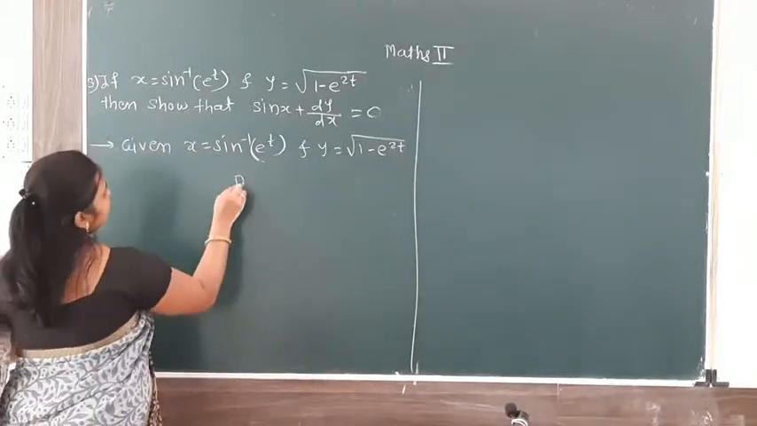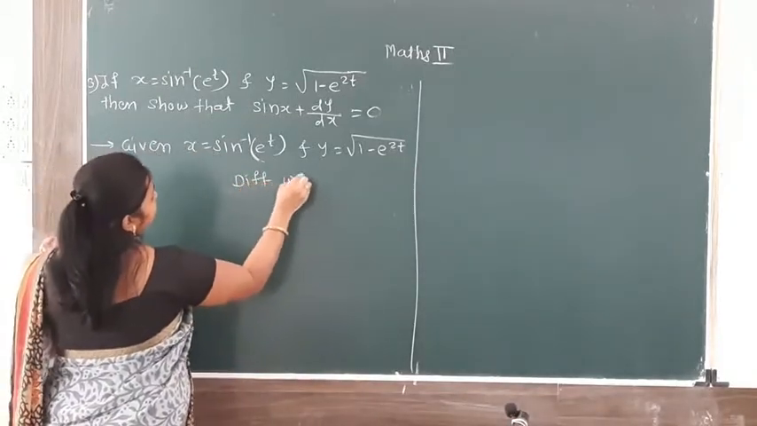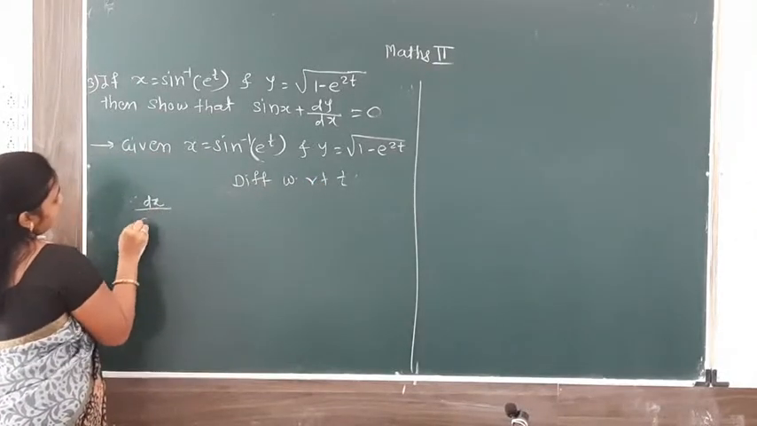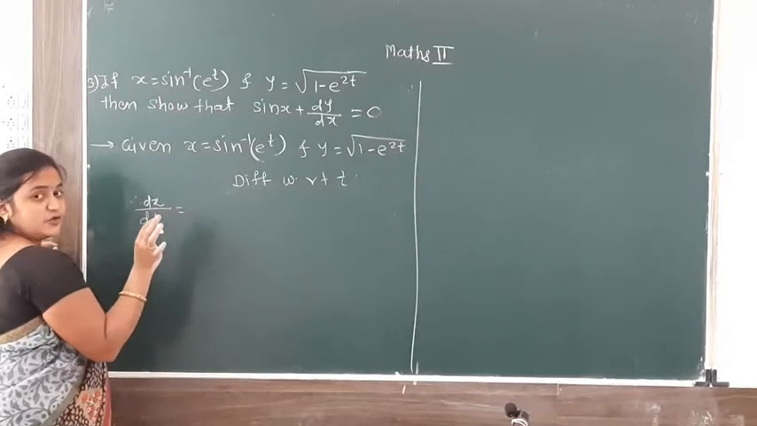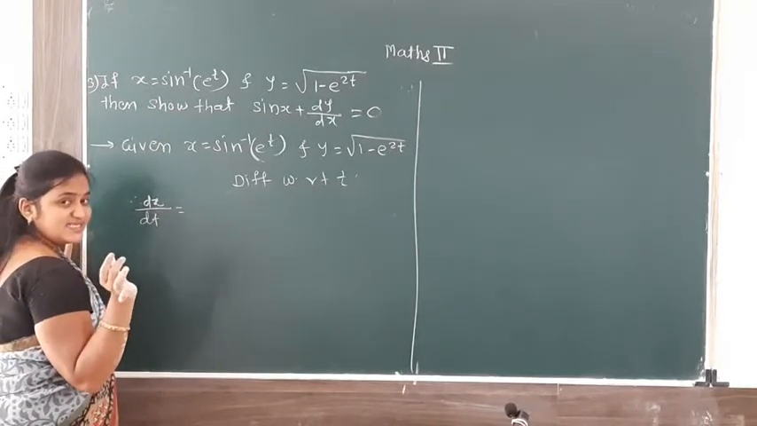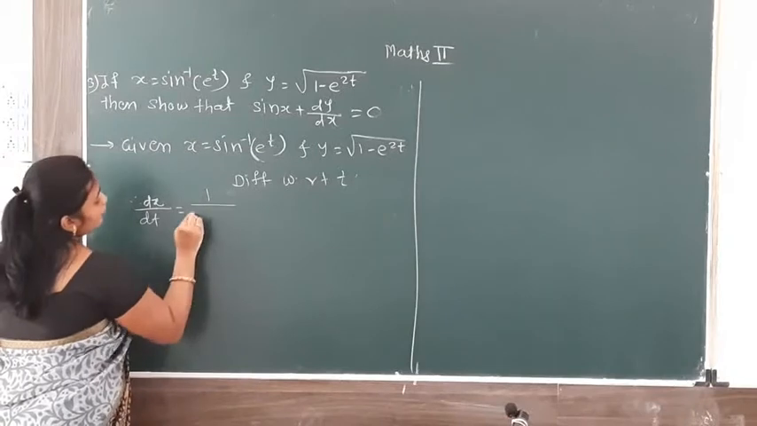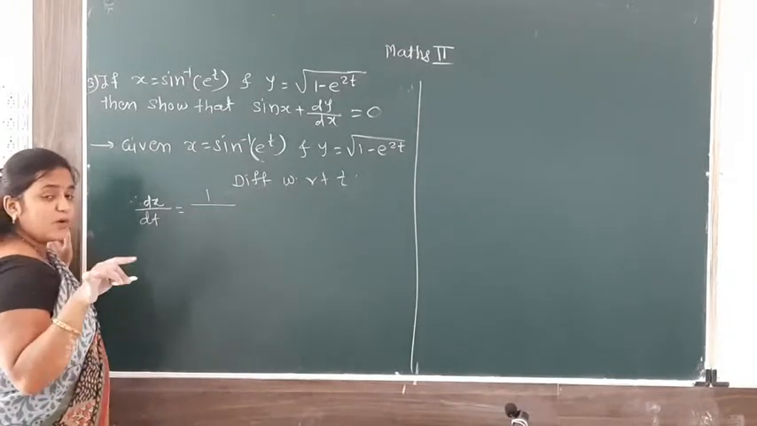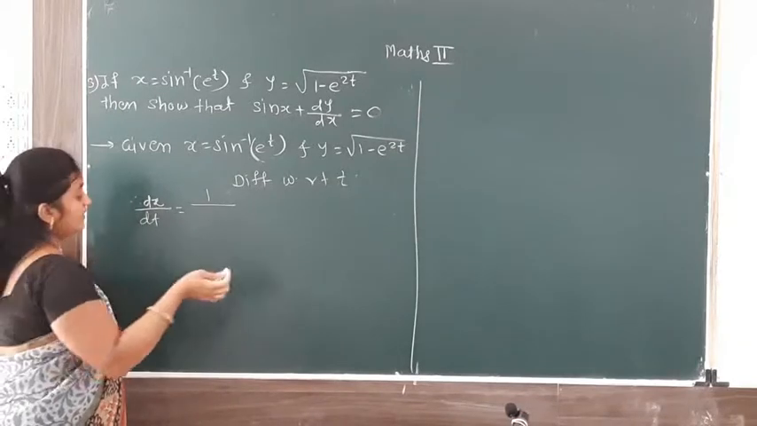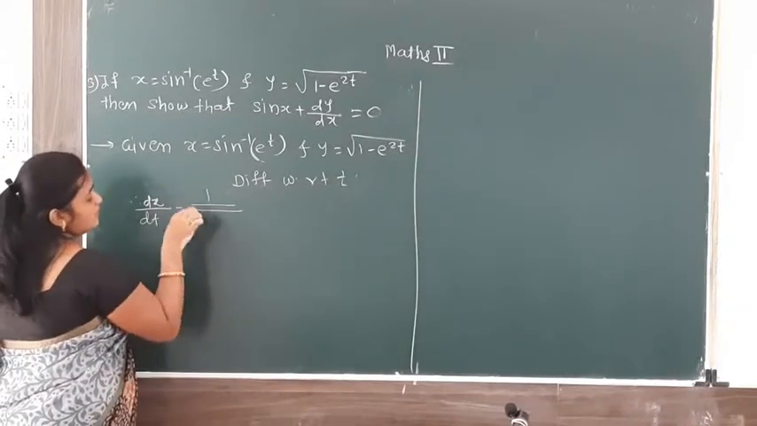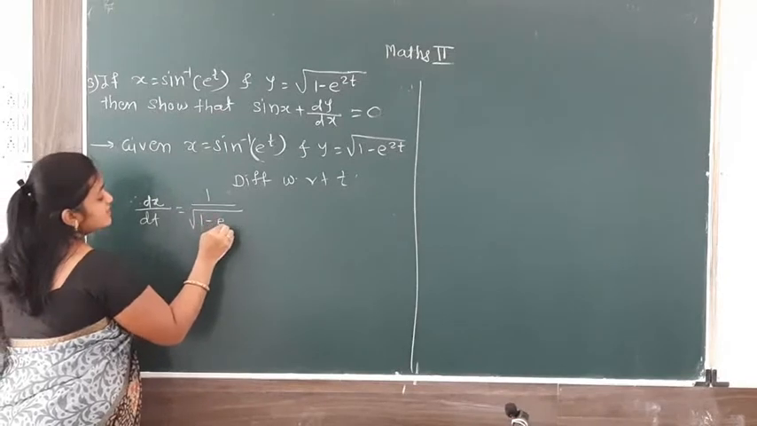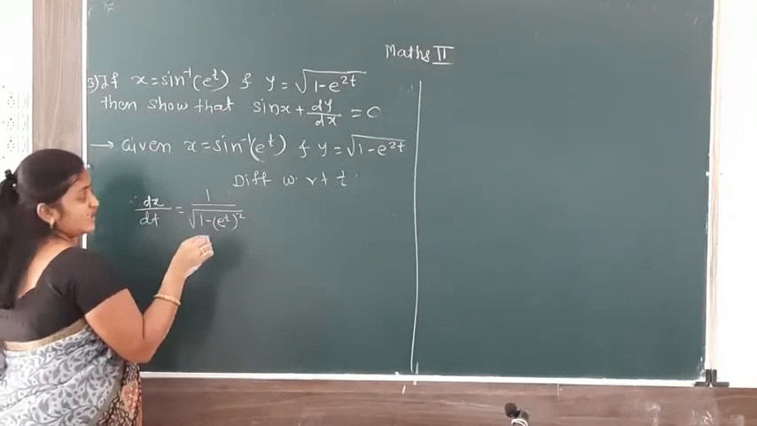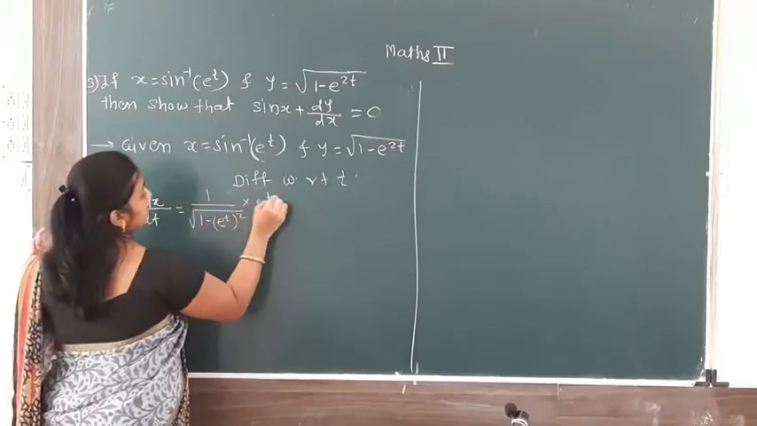So differentiate with respect to t. Therefore dx by dt is equal to the derivative of sine inverse, which is 1 upon square root of 1 minus t square. So here, for sine inverse of e raised to t, the derivative is 1 upon square root of 1 minus e raised to t whole square, and again the derivative of e raised to t, which is e raised to t.